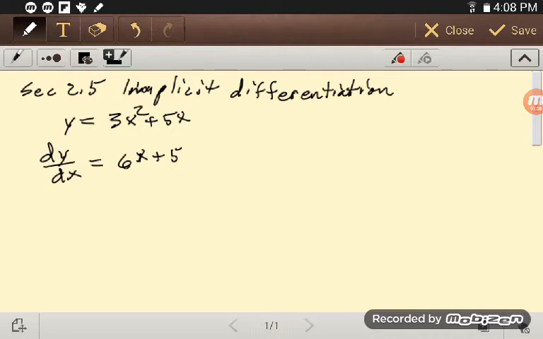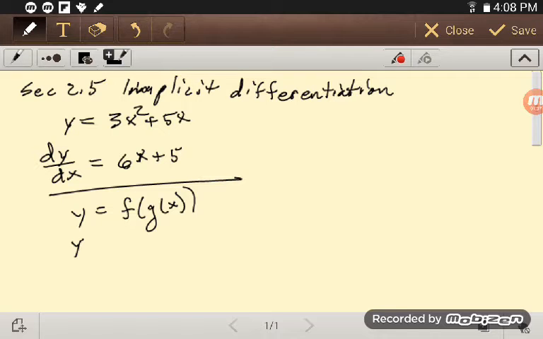But now suppose you don't know exactly what y is a function of, but you do know it's a function of x. And so let's look at our prime notation. Remember, if you've got y equals f of g of x, then what we said was y prime was f prime of g of x times g prime of x.